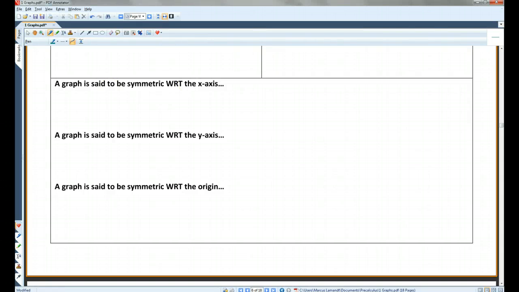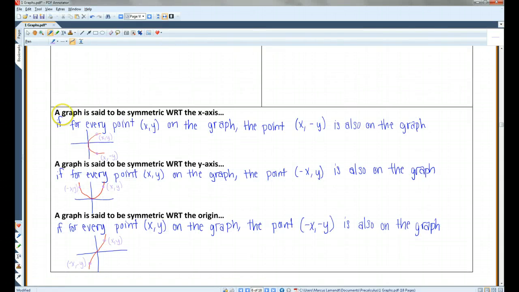Okay, I'm going to write these in for a sec. A graph is said to be symmetric with respect to the x-axis if for every point x, y on the graph, the point x, negative y is also on the graph. So for example, this is the graph of x equals y squared. Every point up here is reflected down here. So every x, y is x, negative y down here.